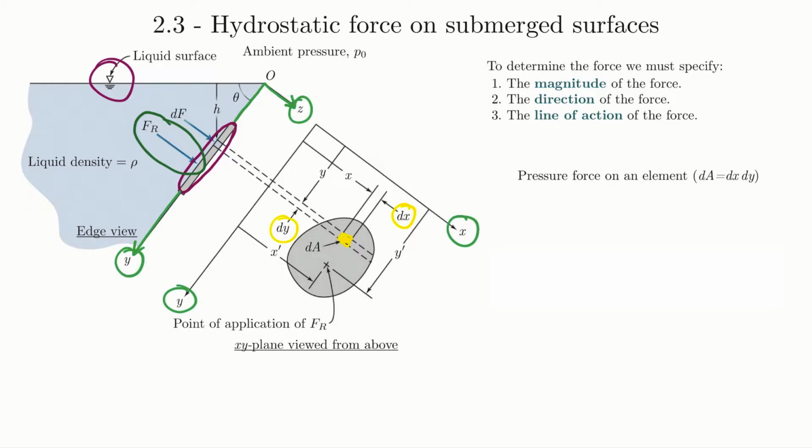So we know that the pressure itself is the force divided by the area it's acting over. So if we want to calculate the force, we need to take the pressure and multiply it by the area that it's acting over. Okay, we want the resultant force acting over the whole area.